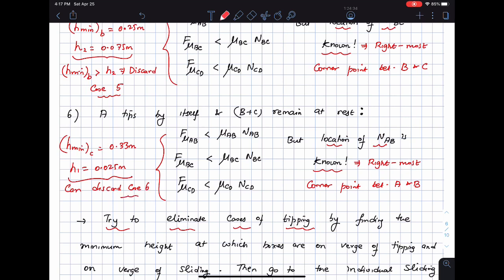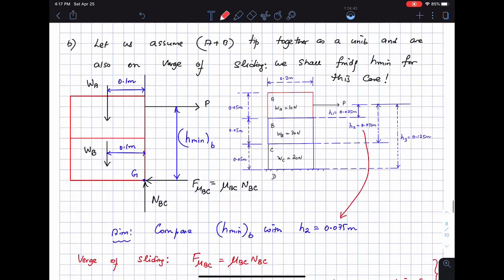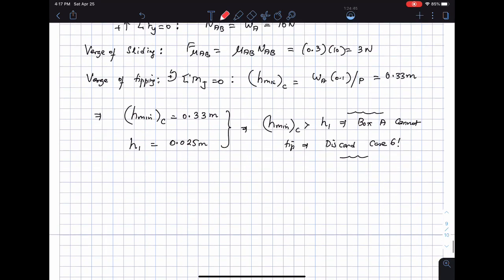case 6. And so the basic idea now is I'm done with all the cases of tipping. All the cases of tipping have been discarded. So that's a basic summary of what we've done so far, which means that we can now neglect all cases of tipping, and we select the case of sliding and then test the equations.